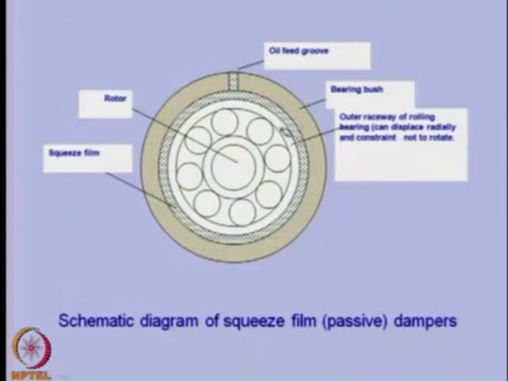As such, this outer ring is not rotating, only the inner ring is rotating, and during motion of this ring in the horizontal and vertical directions, the fluid between them will get squeezed, and that will provide damping. Because the outer ring is not rotating, hydrodynamic action will not take place, only the squeezing action will take place, and this is generally used to dampen out the resonance in the rotors to provide more damping in the system.